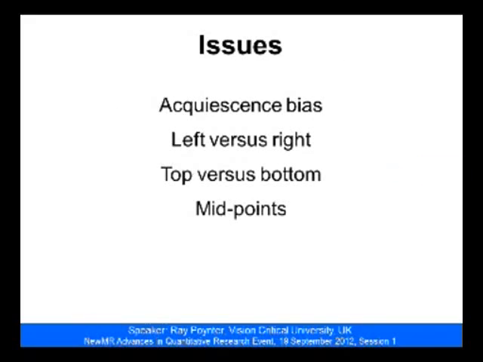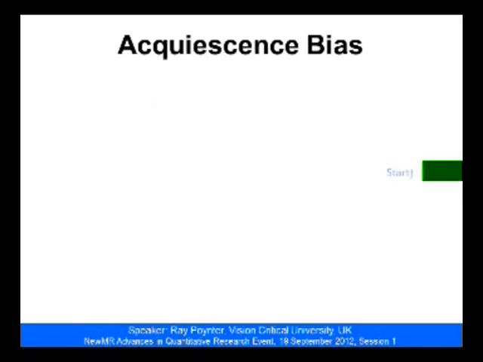Now, I'm going to look at 4 issues or 4 potential problems, things that people have queried about the agree-disagree scale. The first is acquiescence bias. Then I'm going to look at the issue of left versus right, and then top versus bottom. And finally, just a few thoughts on midpoints and what that really strange phrase, neither agree nor disagree, means, and what it does on the scales.